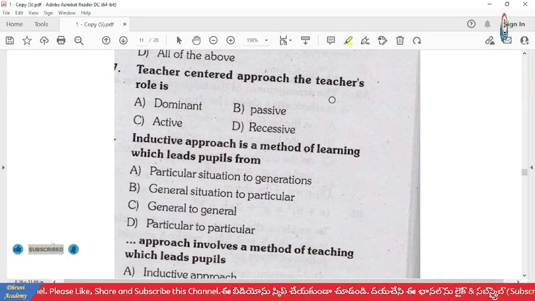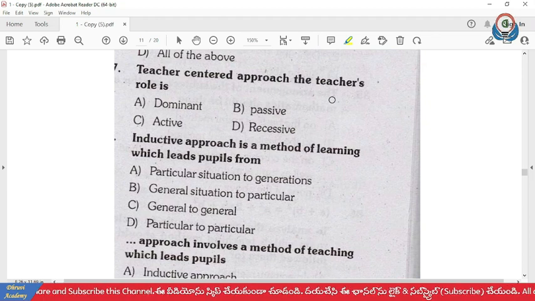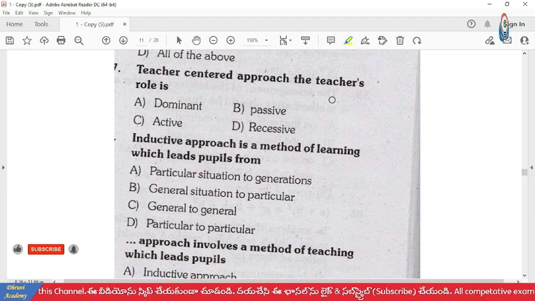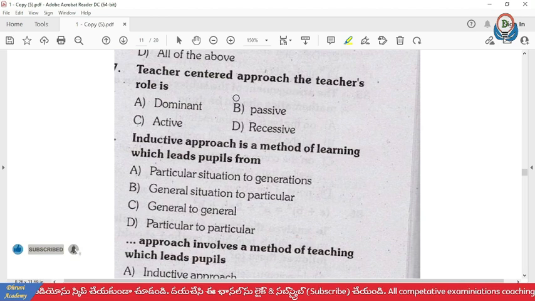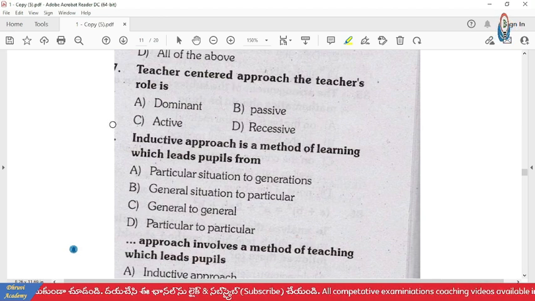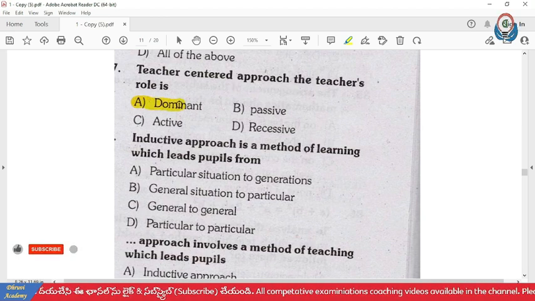Teacher-centered approach. The teacher role is A. Dominant. B. Passive. C. Active. D. Recessive. Teacher-centered. If we look at the teacher-centered approach, it's a dominant. Teacher is a dominant here.